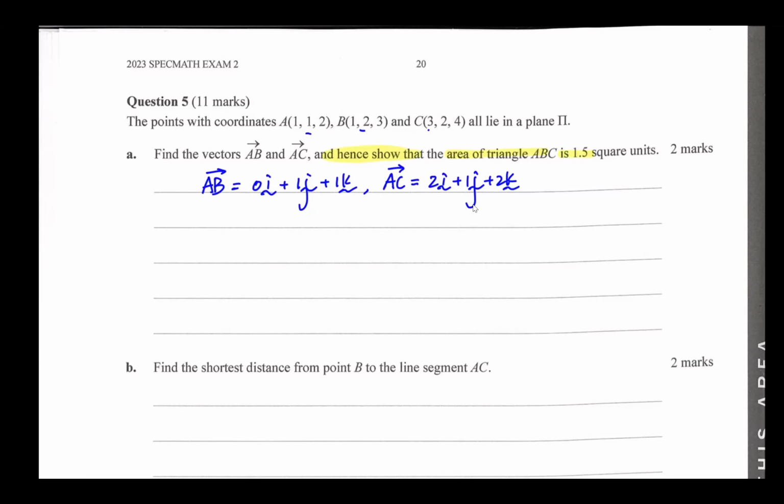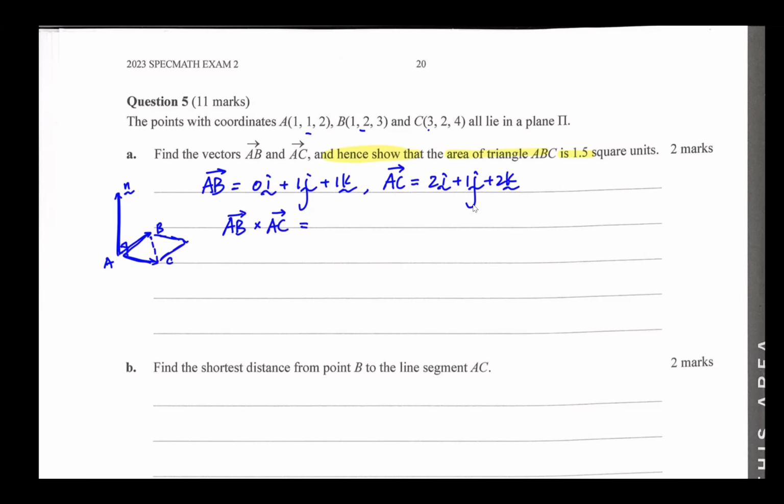So basically, I'm thinking about a cross product, because if I'm doing AB cross AC, finding the magnitude of this perpendicular vector n, the magnitude of this n here is the area of this parallelogram. If I halve this area, I'll get the area of the triangle. So let's do AB cross AC.